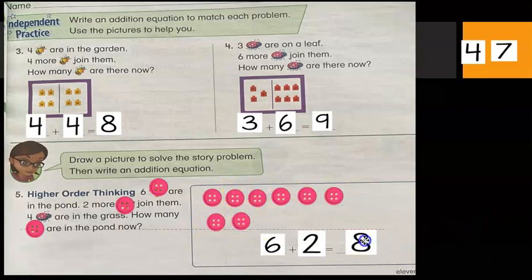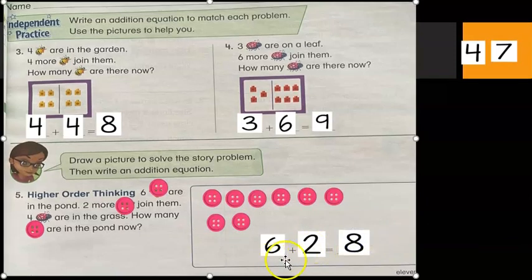Okay? So look at that. I'm going to bring 8 here. Now here is our addition equation. 6 plus 2 equals 8. 6 comes from the top row. You see that? 1, 2, 3, 4, 5, 6. That's why we have 6 up front. And then it says 2 more pink buttons join them. Now that's why we have here at the bottom 2. We put that 2 here now. Then you just add up the whole thing. 6 plus 2 equals 8.